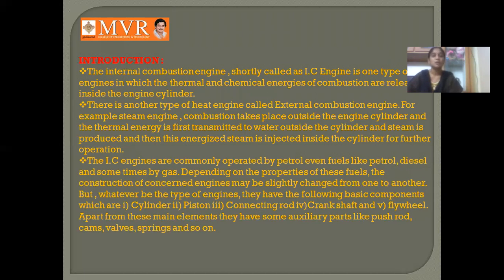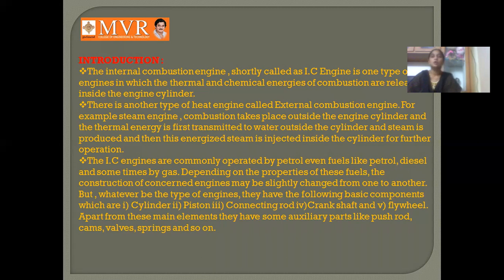Okay, the IC engines are commonly operated by fuels like petrol, diesel, and sometimes gas. Depending upon the properties of these fuels, the construction of the concerned engines may be slightly changed from one to another. But whatever be the type of engine, they have the following basic components: cylinder, piston, connecting rod, crankshaft, and flywheel. Apart from these main elements, they have some auxiliary elements like pushrod, cams, valves, springs, and so on. Okay, these are the engine parts we are discussing in the IC engines.